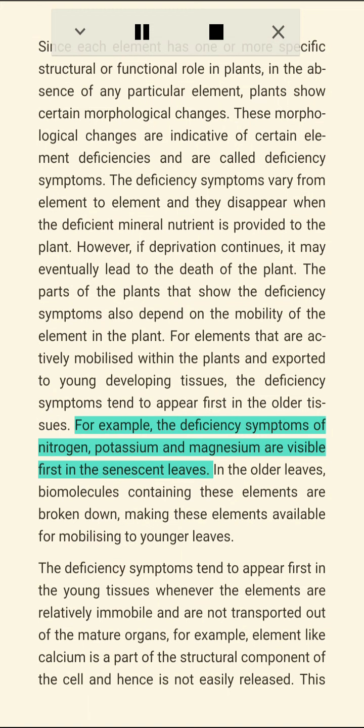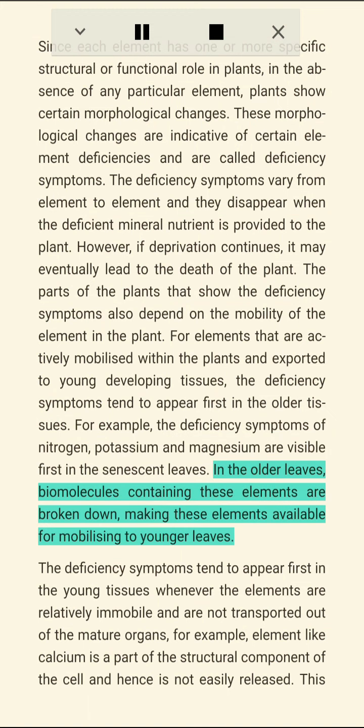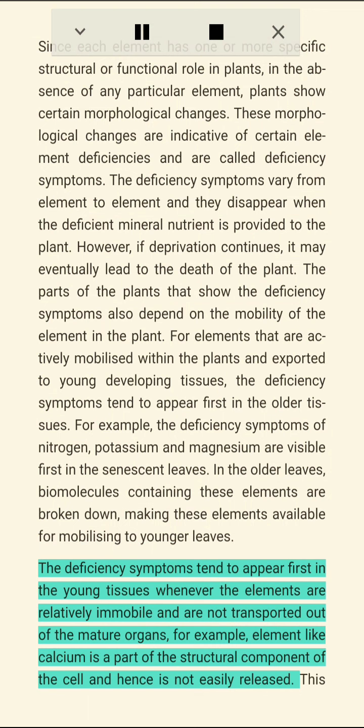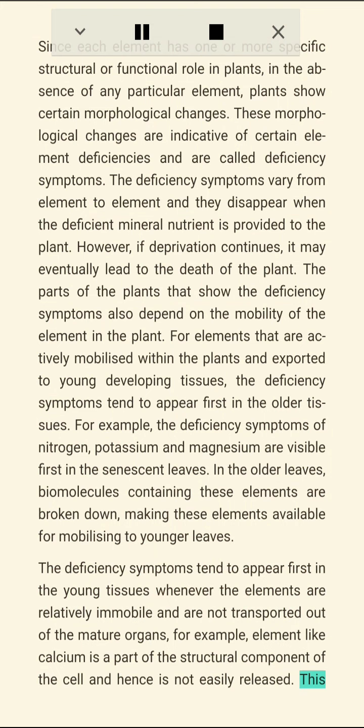For example, the deficiency symptoms of nitrogen, potassium and magnesium are visible first in the senescent leaves. In the older leaves, biomolecules containing these elements are broken down, making these elements available for mobilizing to younger leaves. The deficiency symptoms tend to appear first in the young tissues whenever the elements are relatively immobile and are not transported out of the mature organs. For example, an element like calcium is a part of the structural component of the cell and hence is not easily released. This aspect of mineral nutrition of plants is of great significance and importance to agriculture and horticulture.